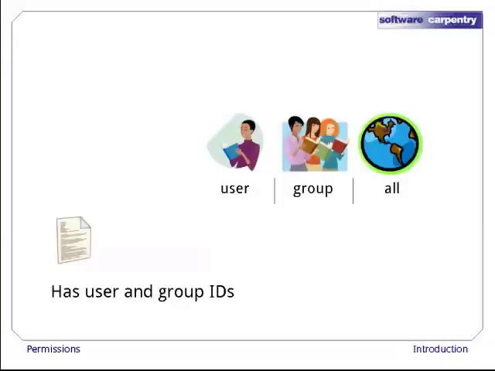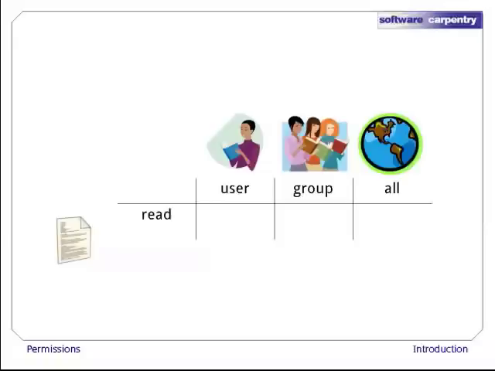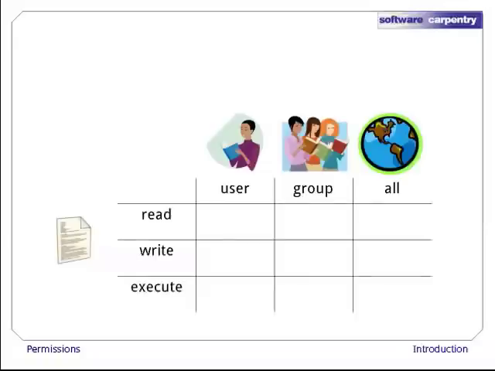Each file stores the user ID of its owner and the group ID of its owning group as well. This means that every user on the system falls into one of three categories: the owner of the file, someone else who's in that file's group, and everyone who doesn't fit into the first two categories. For each of these three categories, the computer keeps track of whether people in that category can read the file, whether they can write to it, i.e. modify the file, and whether they can execute it, i.e. run it if it's a program.